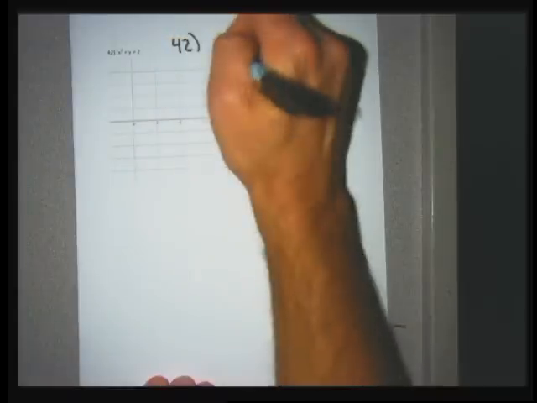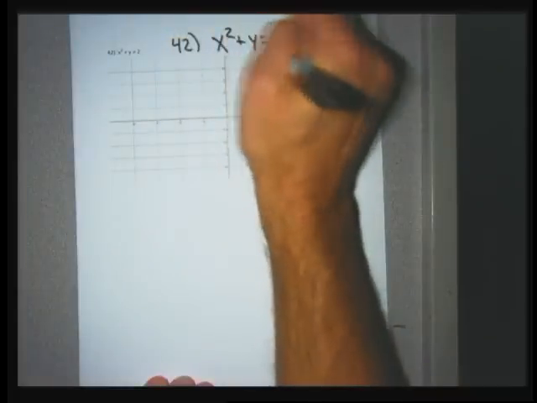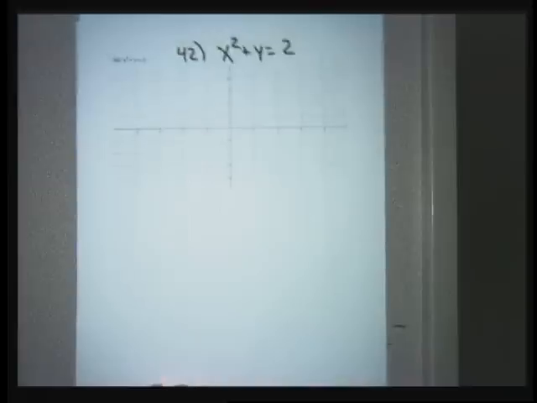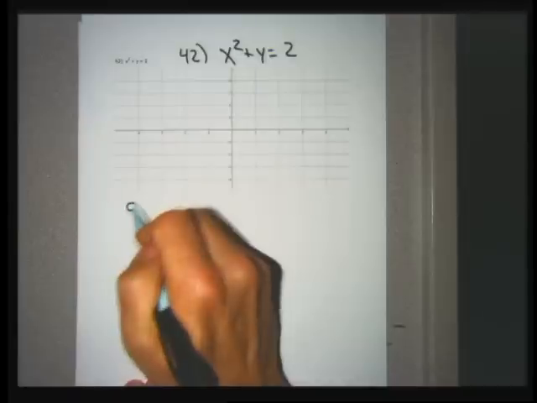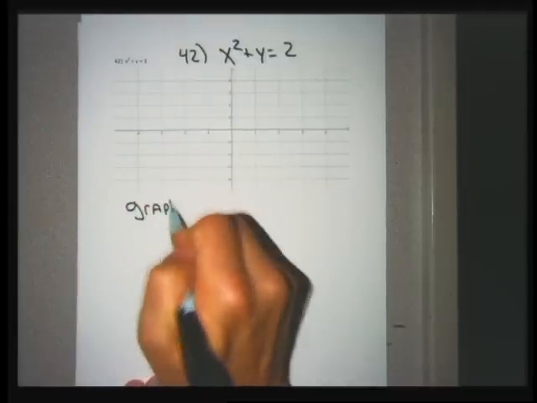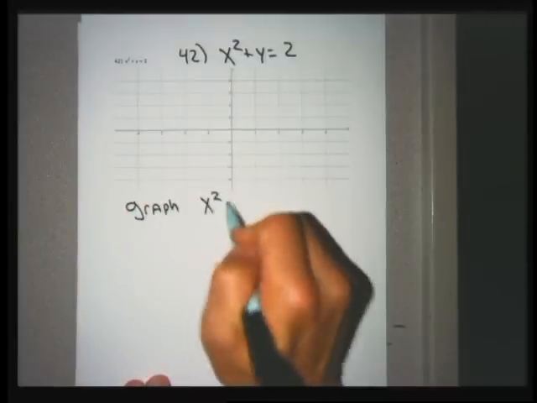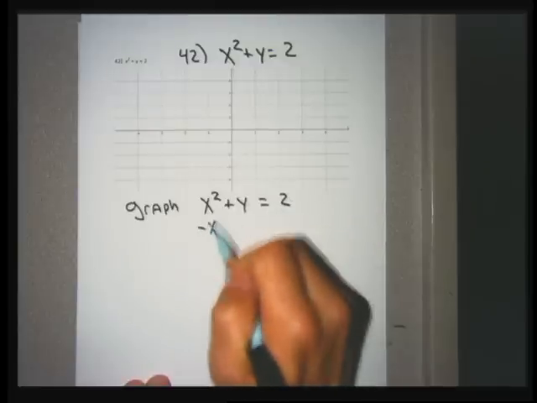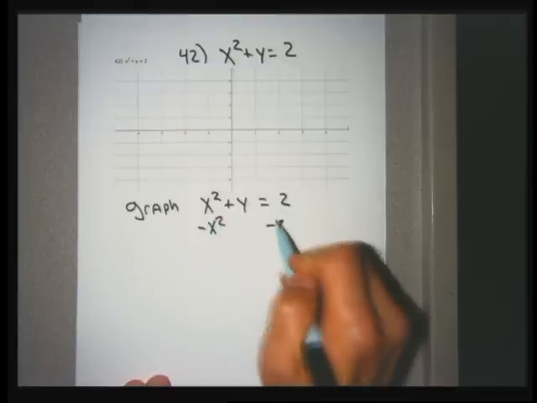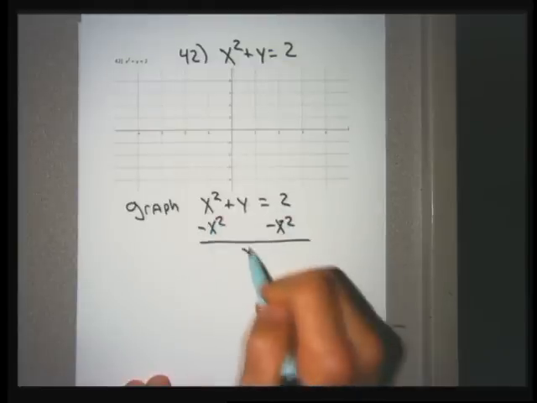Next problem. 42 gives me the equation x squared plus y equals 2. Same deal. I'd like to graph these things so I have an idea of what the symmetry is. So I'm going to graph, but my calculator doesn't know how to graph x squared plus y equals 2. My calculator can only graph when an equation is solved for y. So I'm going to solve it for y.